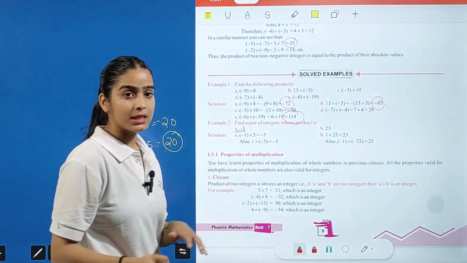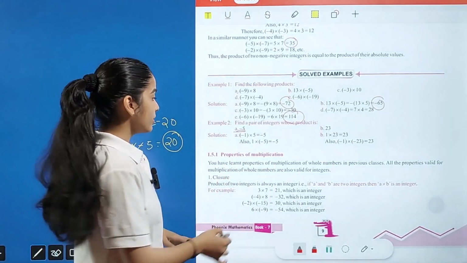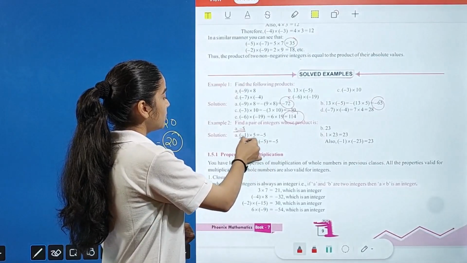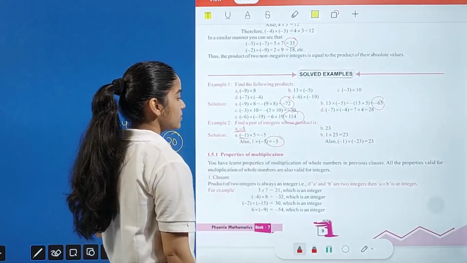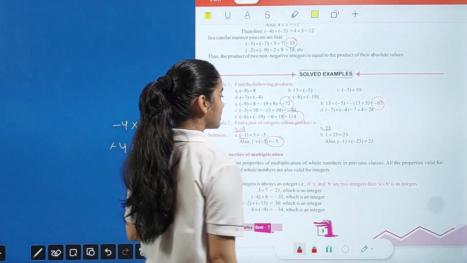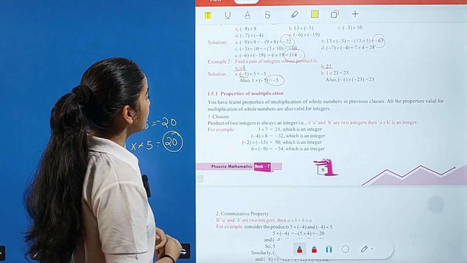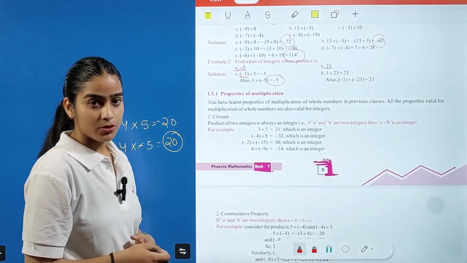So if I multiply minus 5 with 1, you will get your answer, which is minus 5. 1 multiplied by 23 is 23. Minus 1 multiplied by minus 23 is 23.